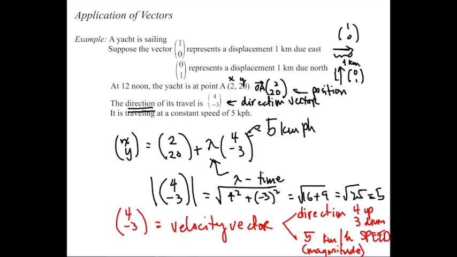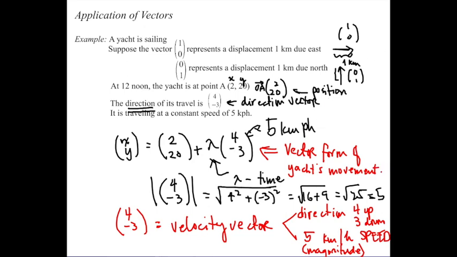This is something you may have to do. Given a problem, you may have to write down the equation of the line in vector form and maybe also figure out what the speed is without being asked to do it. So always take out the information from the text and try and rewrite it in a mathematical way.